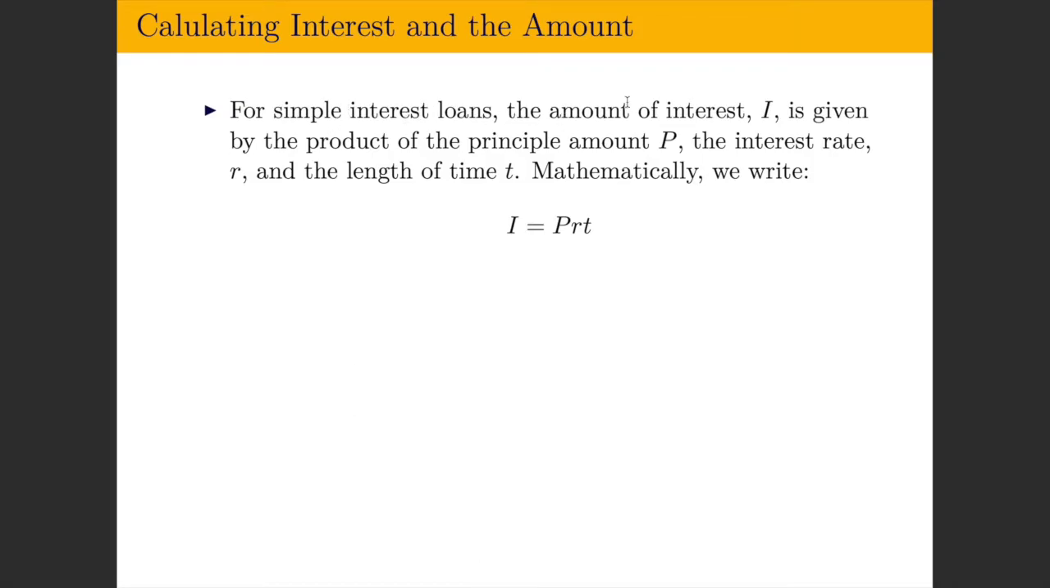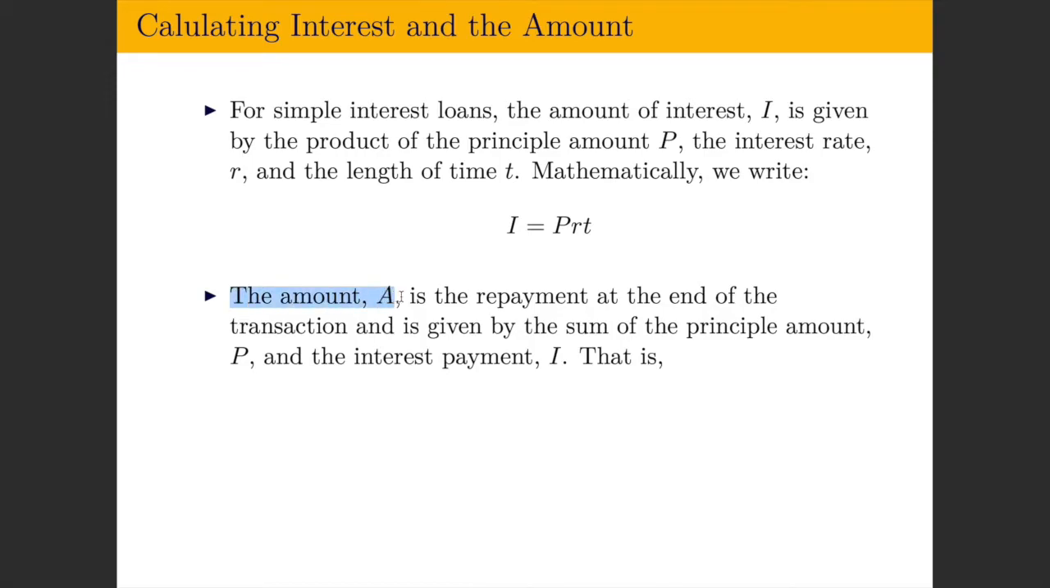So for simple interest loans, the amount of interest I is given by the product of P, r, and T. In other words, the product of the principal, the interest rate, and the time in periods. The amount A, by definition, is the sum of the principal P and the interest I. So we can write A is equal to P plus I. However, we've already worked out an expression for I, and we know that I is equal to PrT. So we can replace that in the next equation, and that gives us A is equal to P plus PrT. And finally, I'm going to factor out that P, which gives us A is equal to P times 1 plus rT.